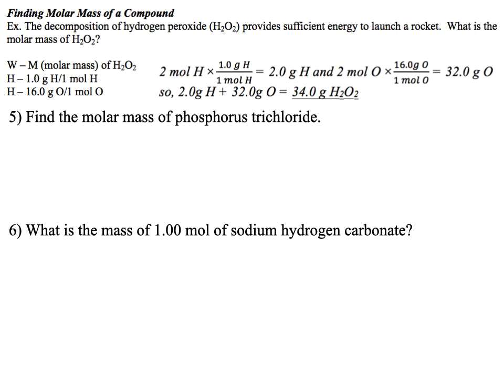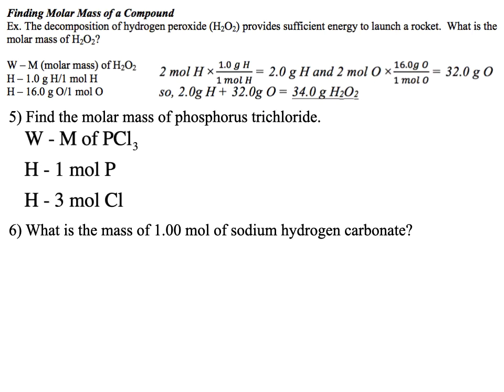Now, numbers 5 and 6 are tricky only in the fact that you're not given the formula. In the first one, you were given the formula. So what you have to do is delve back into your formula writing abilities and write the proper formula. So I want the molar mass of phosphorus trichloride. Well, the fact that there's a prefix tells me that's a molecular compound. So I just put the P, I put the Cl, and I put the 3 behind it to give me PCl3.